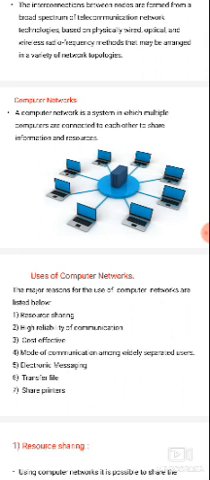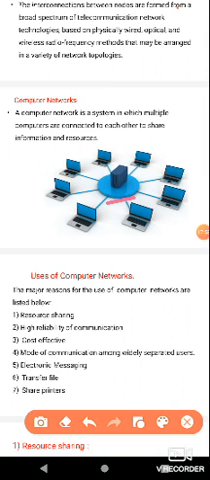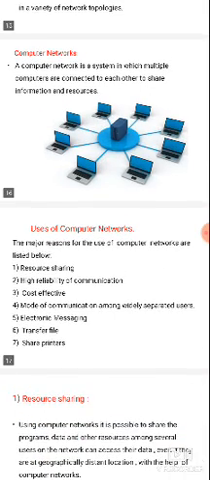This is the computer networking diagram. A computer network is a system in which multiple computers are connected to each other to share information and resources. This is the main computer to exchange. In the computer network system, multiple computers are connected to share information or resources. These are the different multiple computers connected for exchanging or sharing of information.